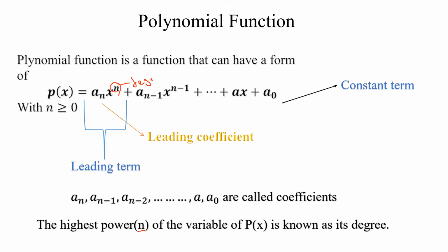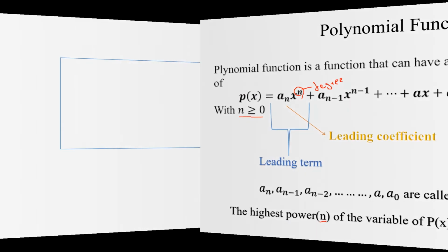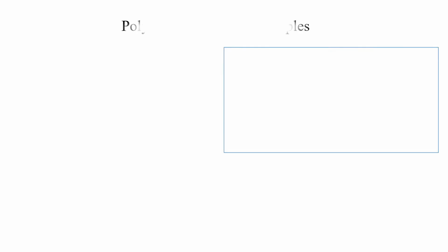So any polynomial function must have n greater than or equal to 0, which means it's impossible to have negative exponents. So let us see polynomial function examples.